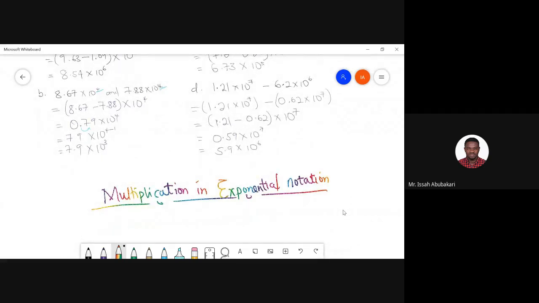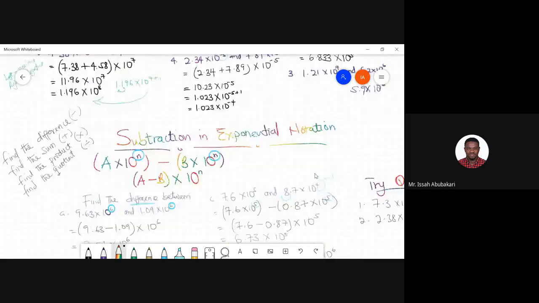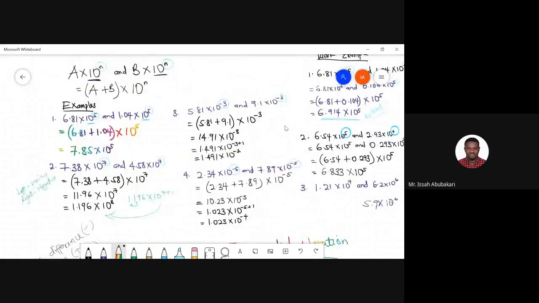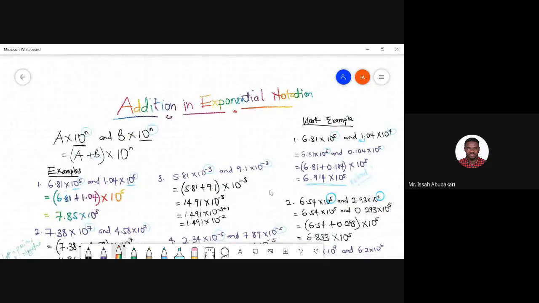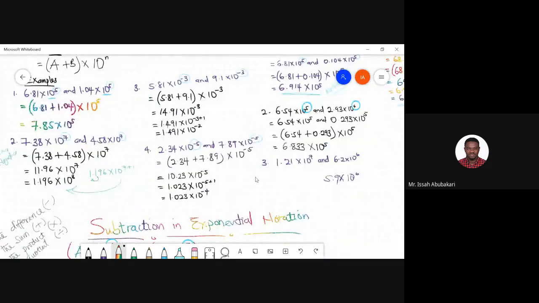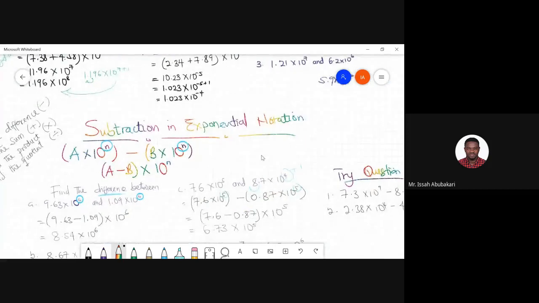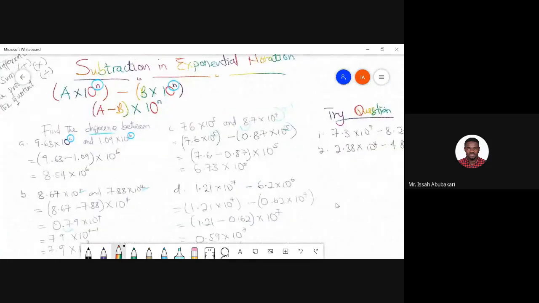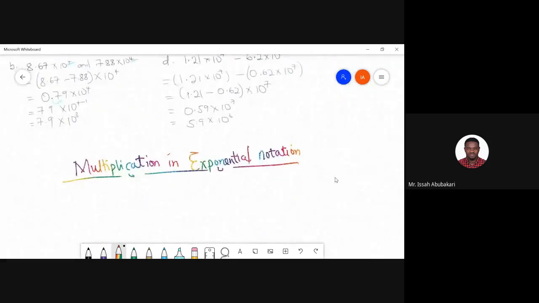Let's continue from where we left off. So we've looked at addition in exponential notation. We've looked at subtraction in exponential notation. And today we are going to look at multiplication in exponential notation.